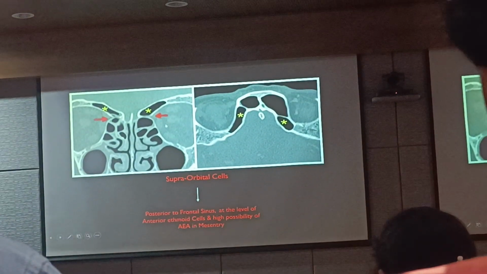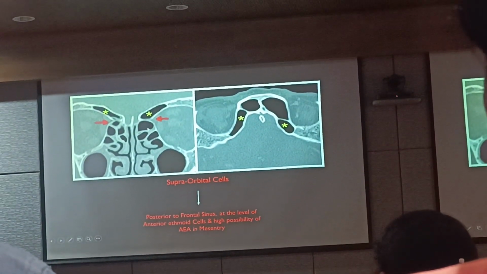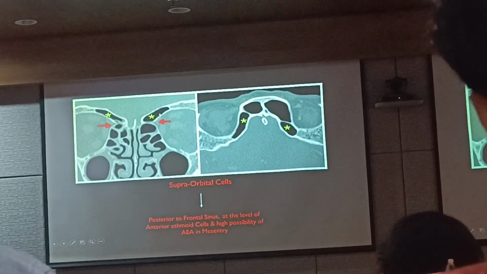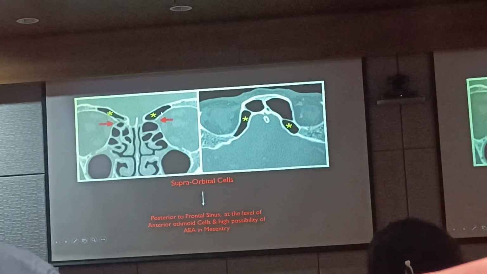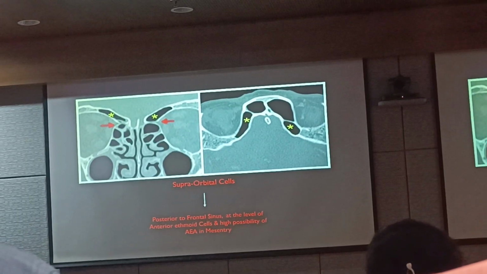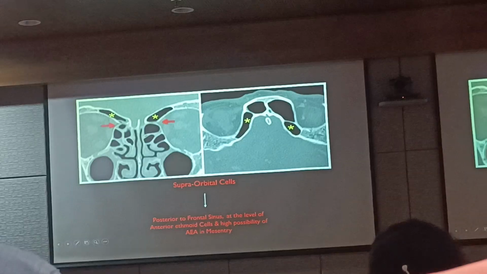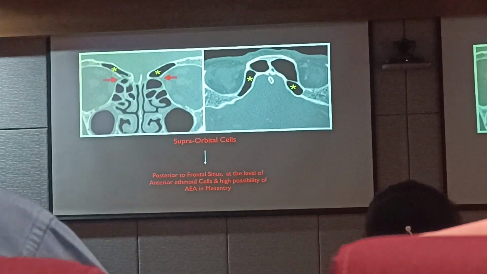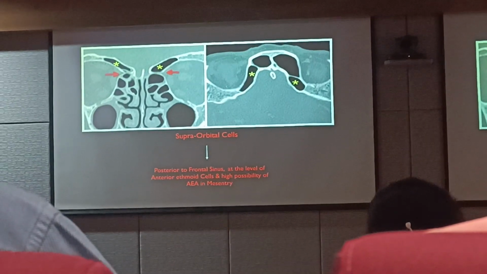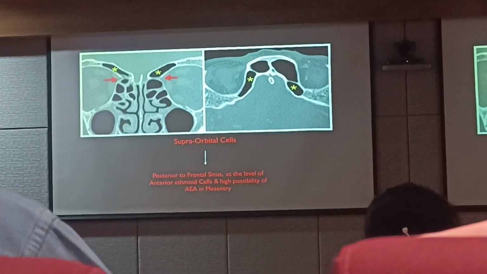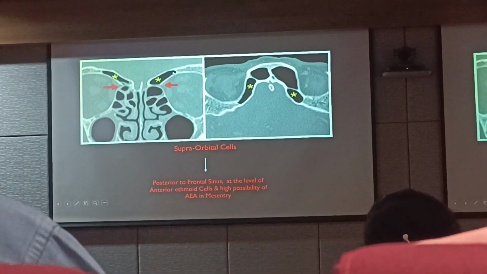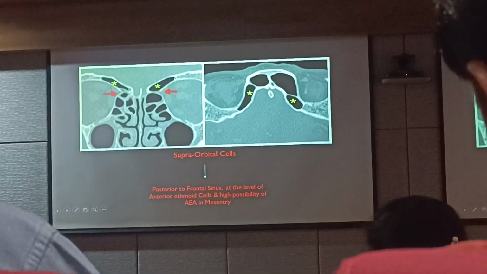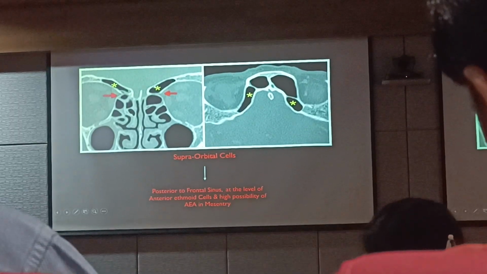Clear? So here you see a cell going right over the orbit. Now this supraorbital cell is generally posterior to your frontal recess. So in your cuts, don't get confused. Someone saying, oh, this is frontal sinus. No, this is not frontal sinus. Your frontal sinus comes in the more anterior cuts. You'll see your frontal recess, and after your frontal recess, if you see a cell like this, you know it's a supraorbital cell. Clear? So this is behind or posterior to your frontal recess. This is called the supraorbital cell.